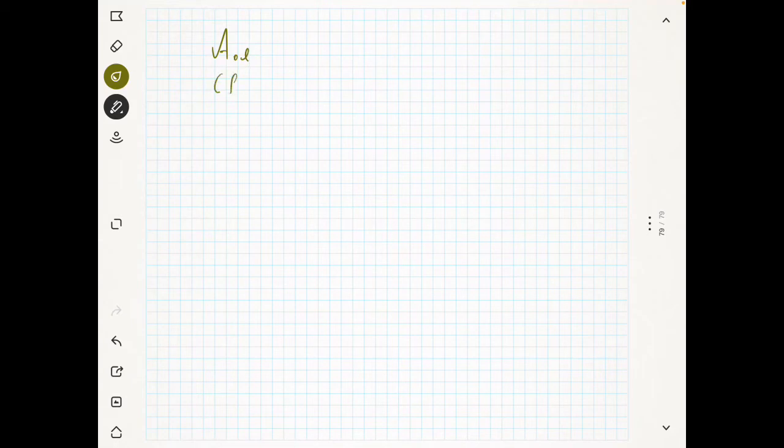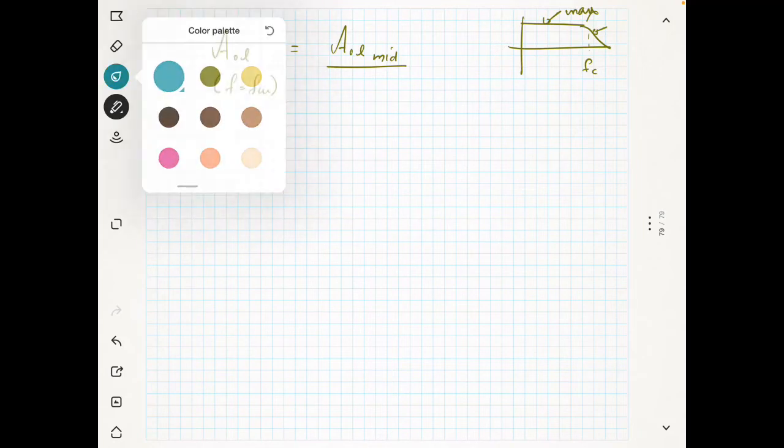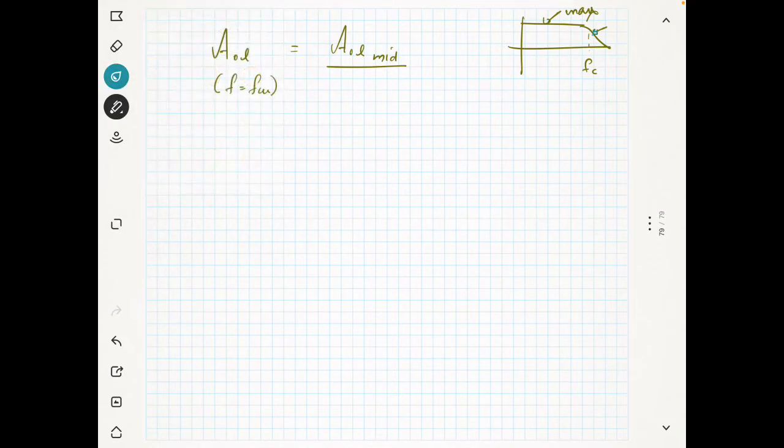AOL at f equal to FCU, where the mid-range gain is the maximum gain. That means this is the maximum, and this is the cutoff. And what is the gain here? That's what we are going to see. What is the gain here? That is the formula: it is AOL mid divided by the square root of 2.